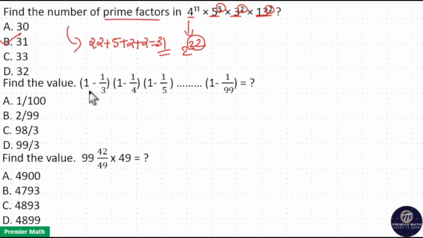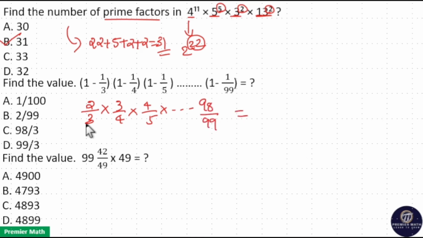Now find the value of following. Here all are in multiplication form. Now take the difference. 3 into 1 minus 1 is 2, so 2 by 3 into here 4 minus 1 is 3, so 3 by 4 into 5 minus 1 is 4, so 4 by 5. Now this goes on and here end term is equal to 99 minus 1 is equal to 98 divided by 99.